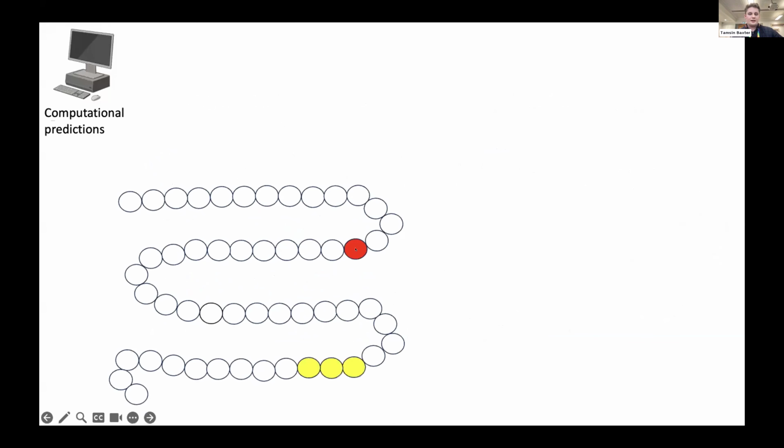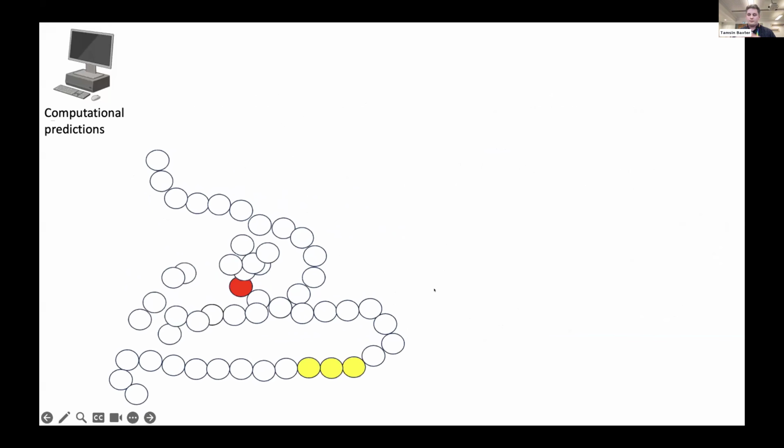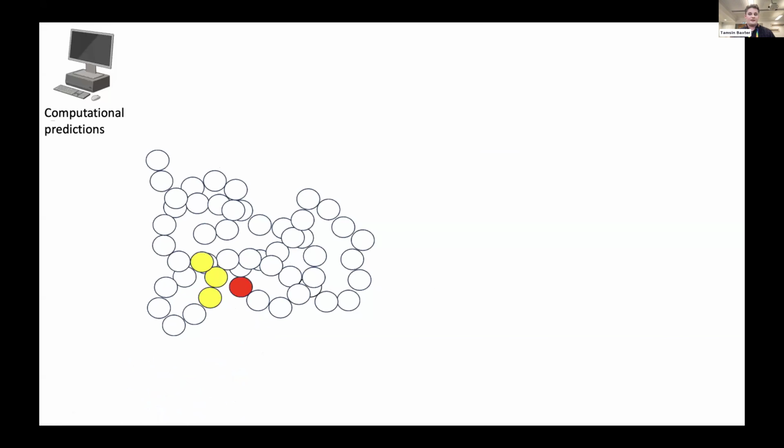Here we have a mutant in red on the EEF1A2 protein, and in yellow we have three amino acids that form a binding site, a very important area for EEF1A2 function. We might not expect from the sequence that they're very close together, but when we fold the protein, we show that they're actually right next to each other. So we might expect this mutation to be very disruptive for EEF1A2.